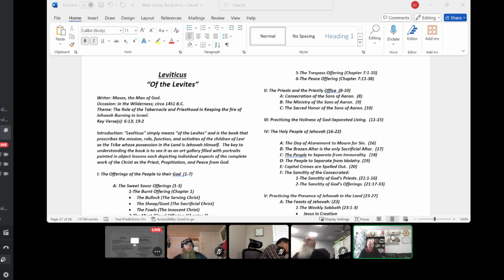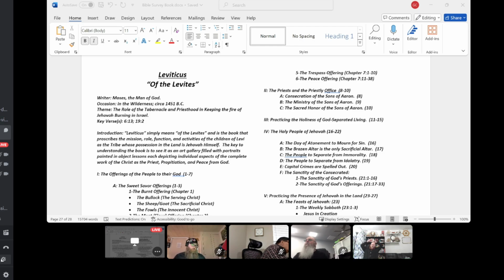put it upon the tip of Aaron's right ear and upon the thumb of his right hand and upon the great toe of his right foot. And he brought Aaron's sons, and Moses put of the blood upon the tip of their right ear and upon the thumbs of their right hands and upon the great toes of their right feet. And Moses sprinkled the blood upon the altar round about.